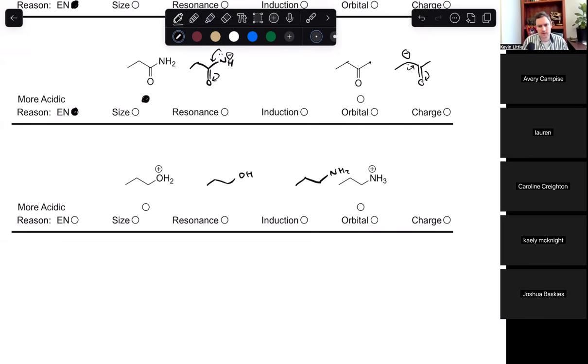The same rules apply, right? We're still comparing these conjugate bases, and this one's going to be a little bit more stable than this one because oxygen's more electronegative than nitrogen. So you've seen this format. I don't think this is too bad.